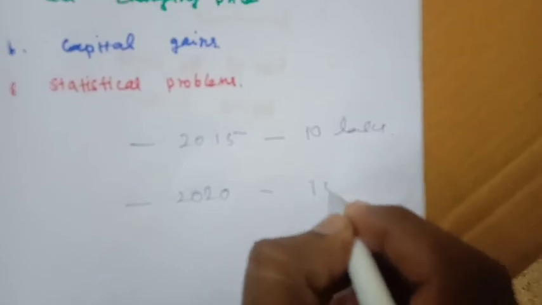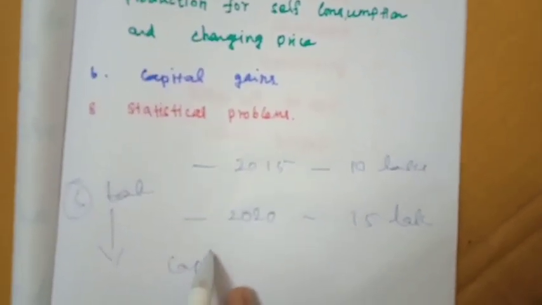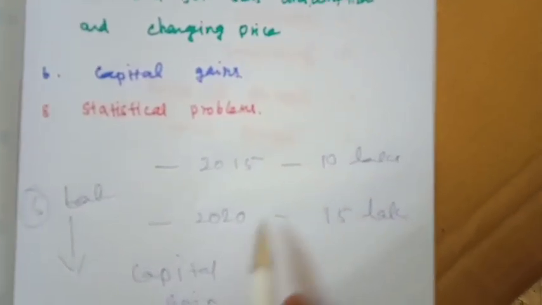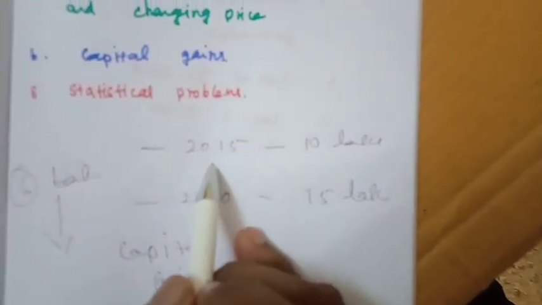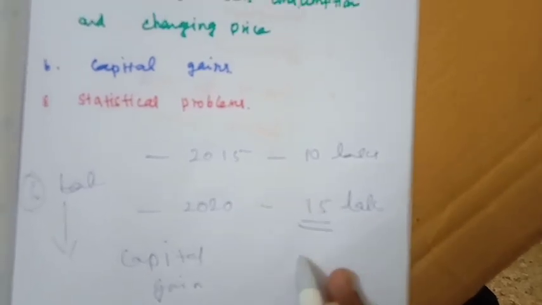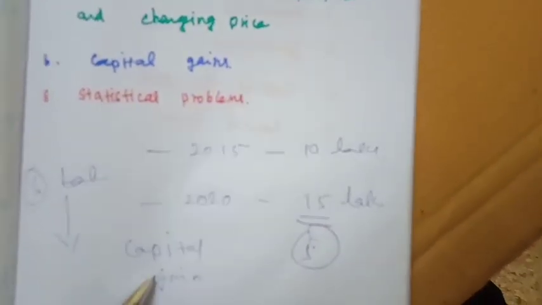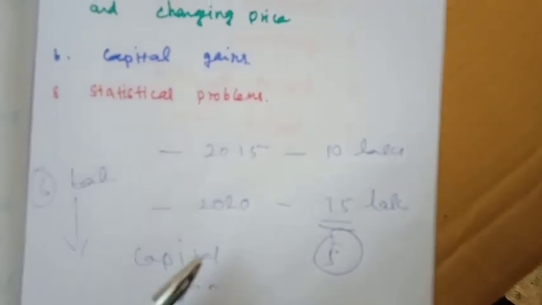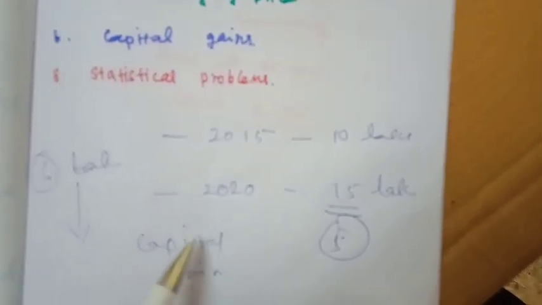Now, in 2020, if you want to sell your house for 15 lakhs, this 5 lakhs is not taken into calculation. This 5 lakhs is known as capital gain. The worth of the house was 10 lakhs in 2015, but you are selling the same house in 2020 for 15 lakhs. The remaining 15 minus 10, equal to 5 lakhs, is known as capital gain.